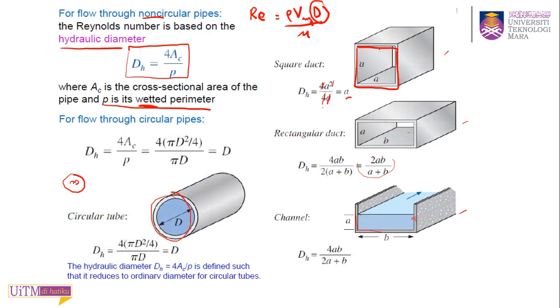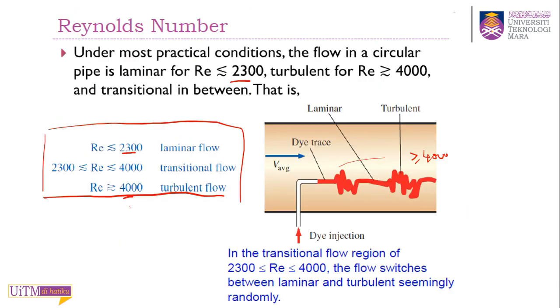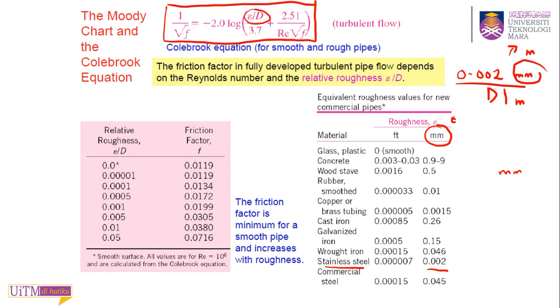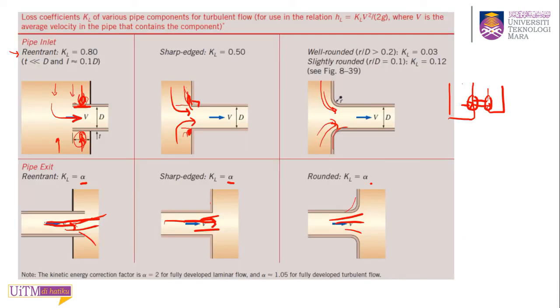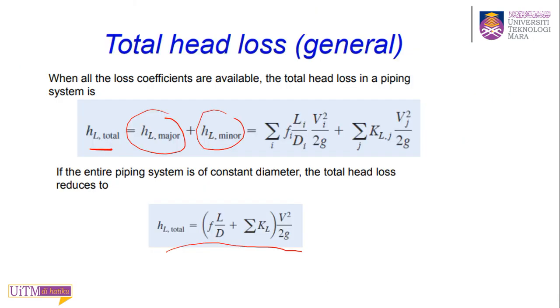Okay, I repeat back. So there are two losses in the piping system. The major losses, what is this? Okay, yeah. So there are two losses. One major due to your friction, and another one is a minor due to the fittings. So you need to add both of these to get your total head loss in your piping system.